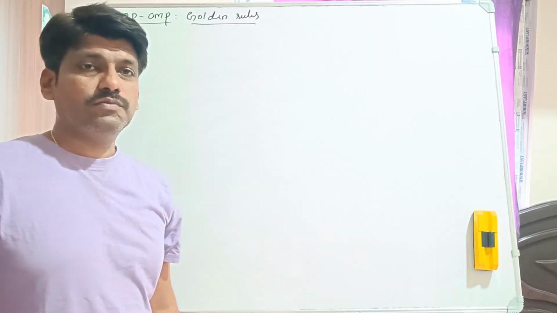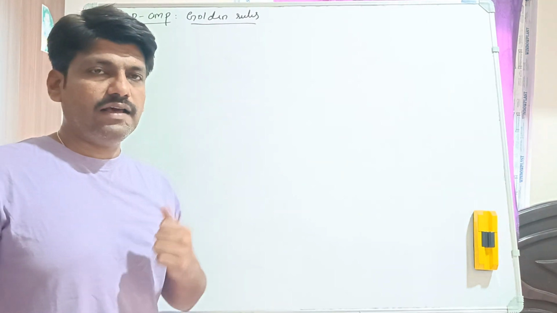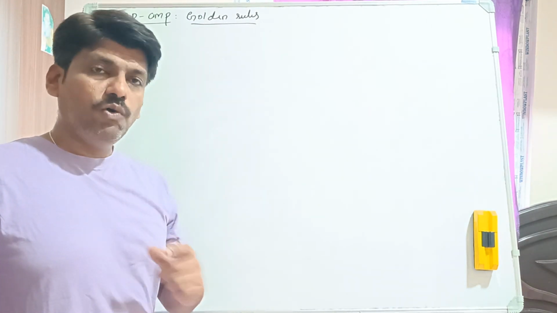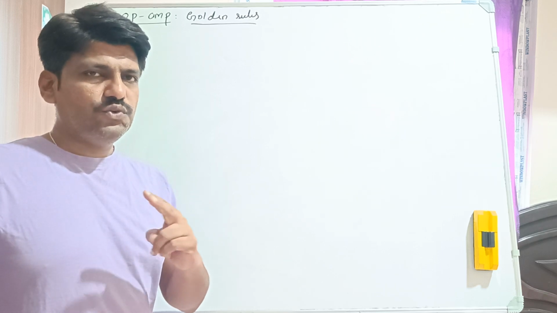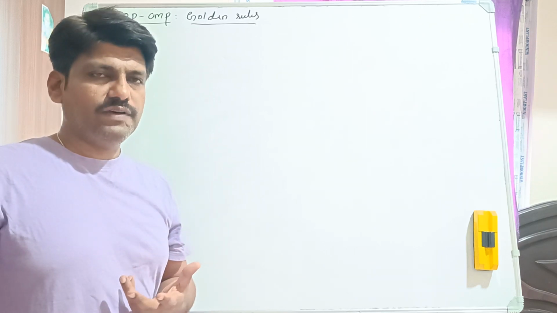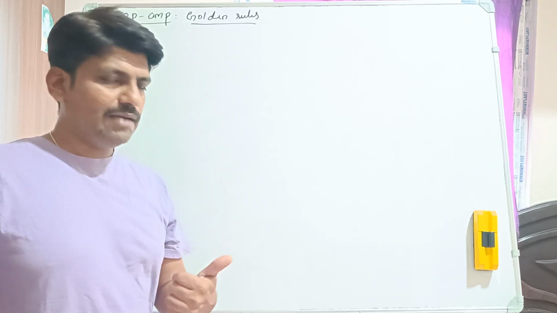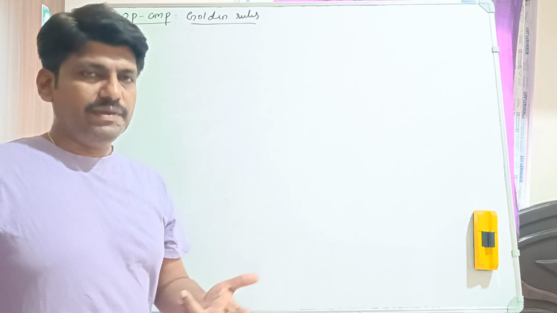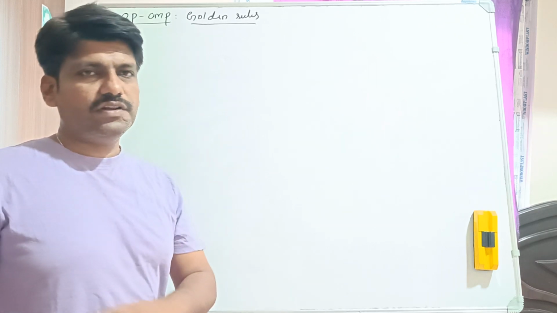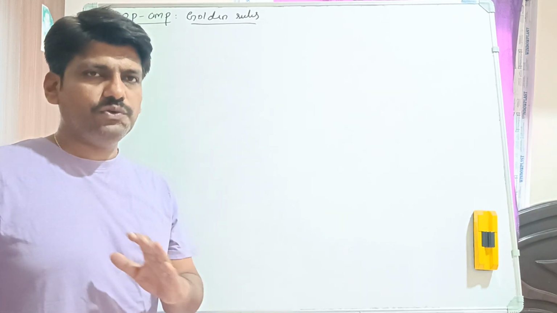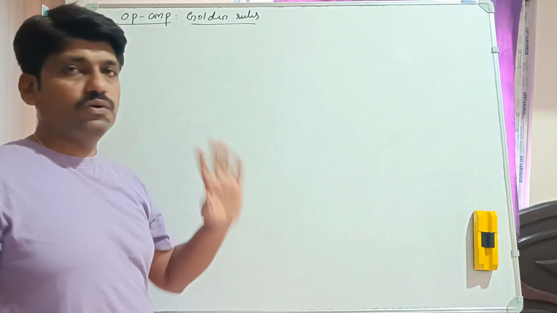So there are two rules. One rule is with respect to current, and the other rule is with respect to voltage. So if you understand those two rules, you can do any type of configurations of the op-amp like inverting amplifier, non-inverting amplifier, summing amplifiers, integrators, differentiators. All these applications are going to work out if I know these golden rules.